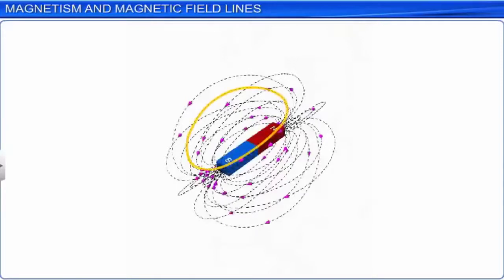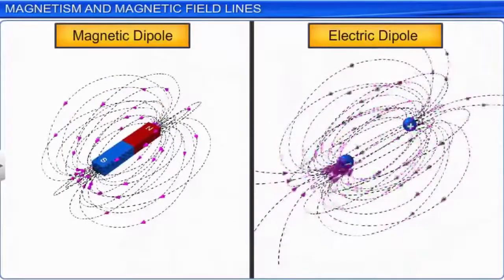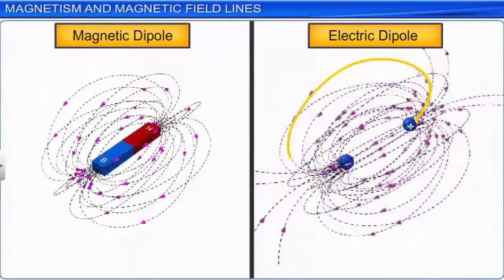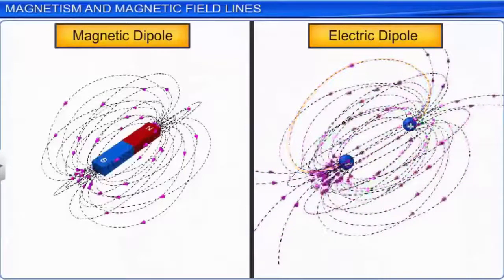In the case of an electric dipole, the electric field lines start from the positive charge and end at the negative charge. Unlike magnetic field lines, the electric field lines are not closed loops. They are open curves.